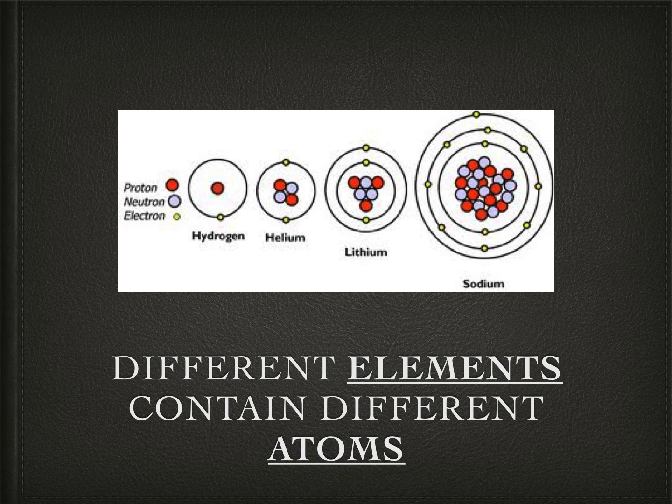The second one, different elements contain different atoms. If you look at my chart above, you have hydrogen, helium, and lithium, and sodium. Those are all different elements from the periodic table. They have different atoms to make those different things up.